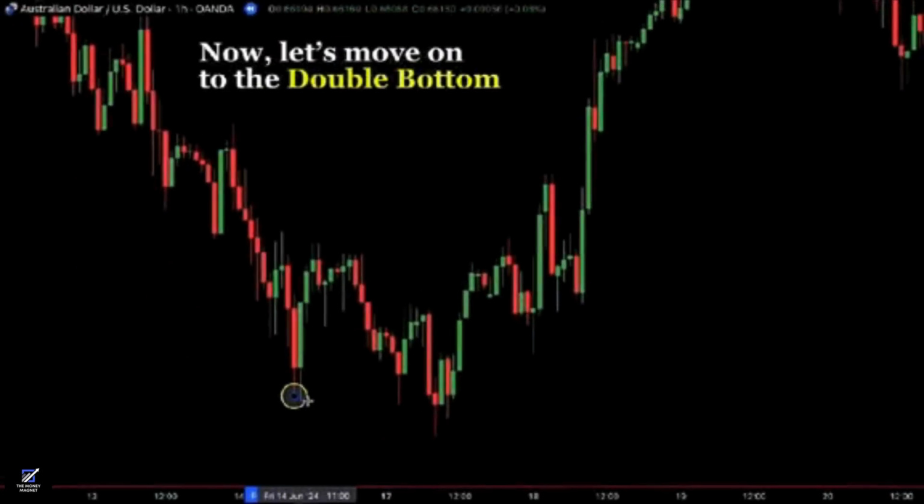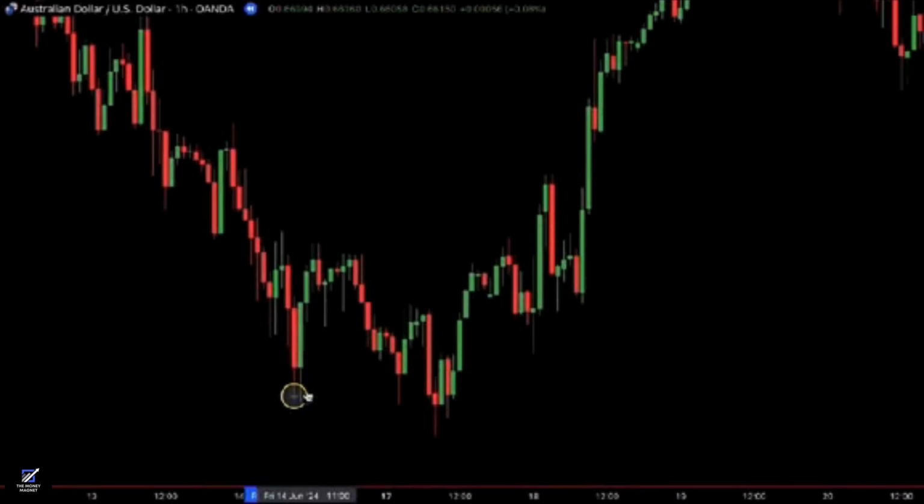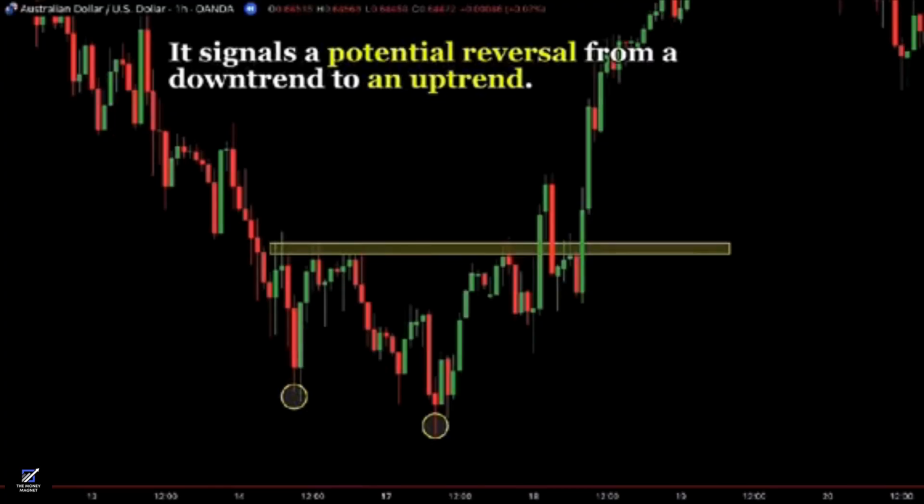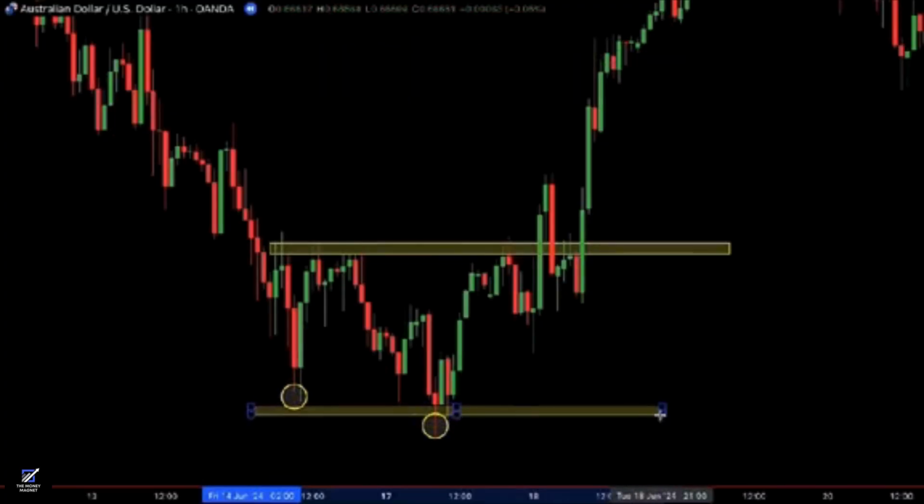Now, let's move on to the double bottom, which is the exact opposite of the double top. The double bottom is the opposite of the double top and signals a potential reversal from a downtrend to an uptrend. It's a powerful pattern that shows sellers are losing control and buyers are stepping in to push prices higher.